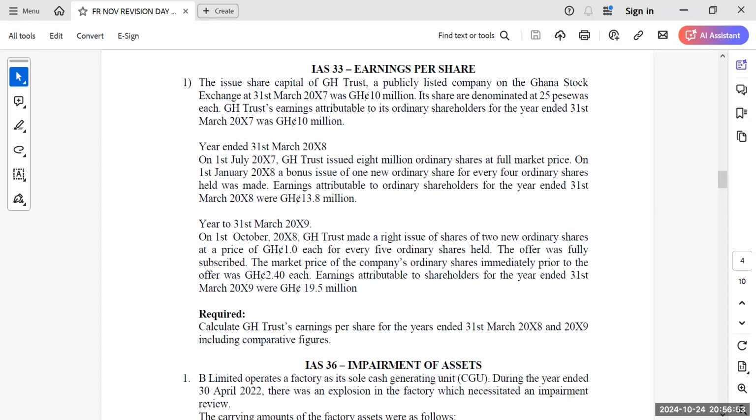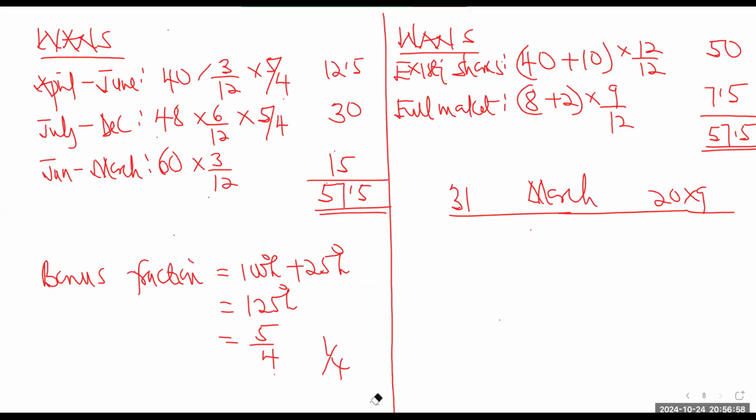So that one, we don't have a problem with that particular one. So we have basic earnings per share for them. The basic earnings per share for them, that will give us what? 2x9. That will give us the earnings of what? Hey, I've forgotten the figure. 19 point what?